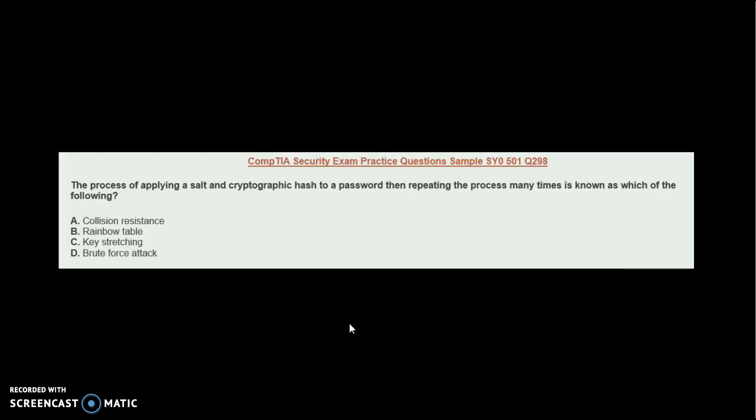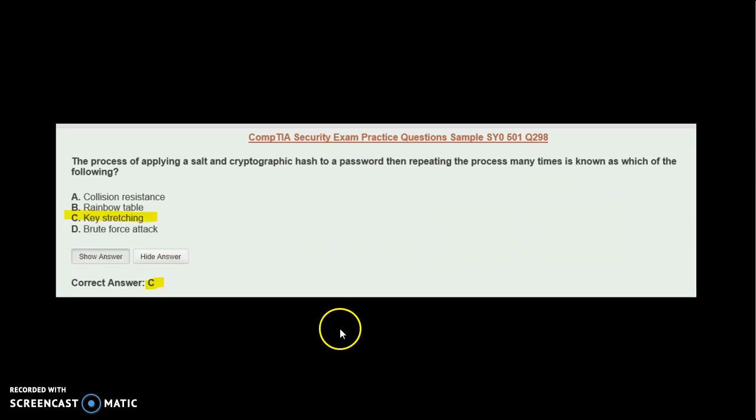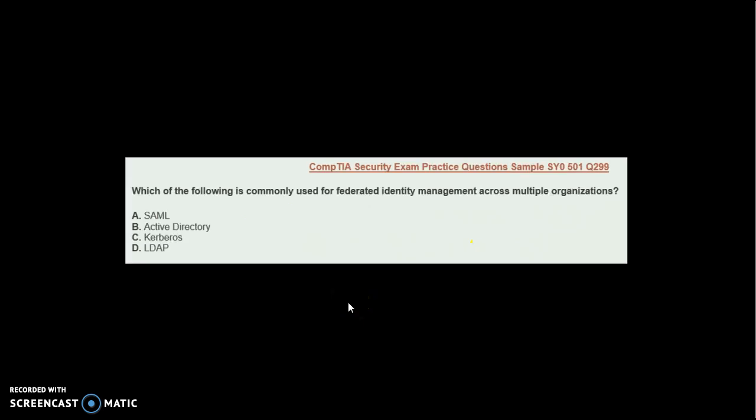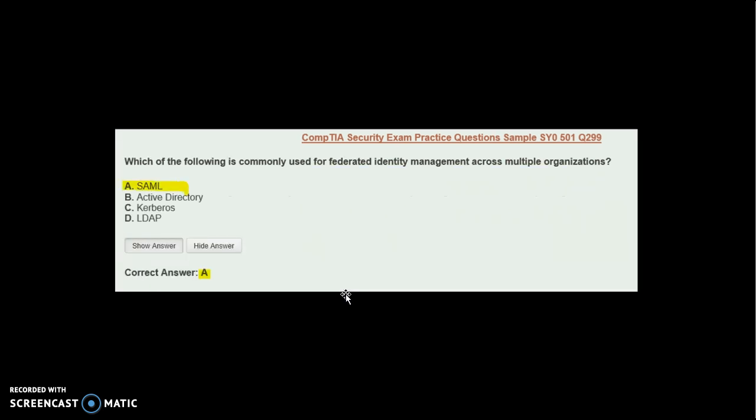The process of applying a salt and cryptographic hash to a password, then repeating the process many times, is known as which of the following? That's key stretching, because you're adding it over and over again. Key stretching. Which of the following is commonly used for federated identity management across multiple organizations? And that is A, SAML.